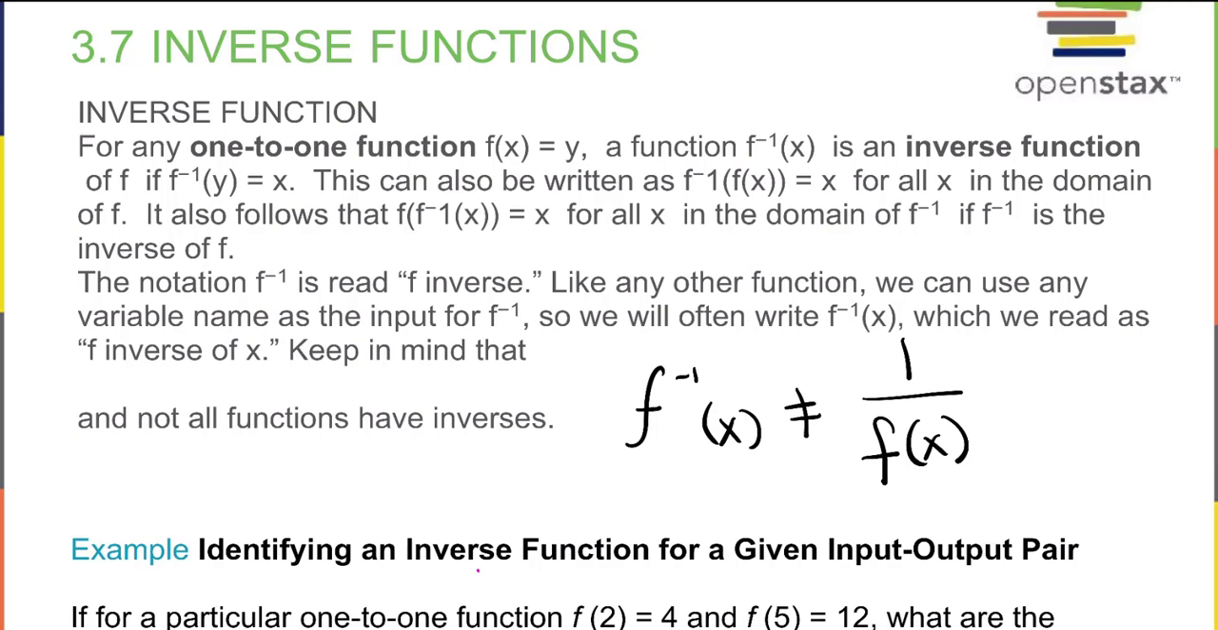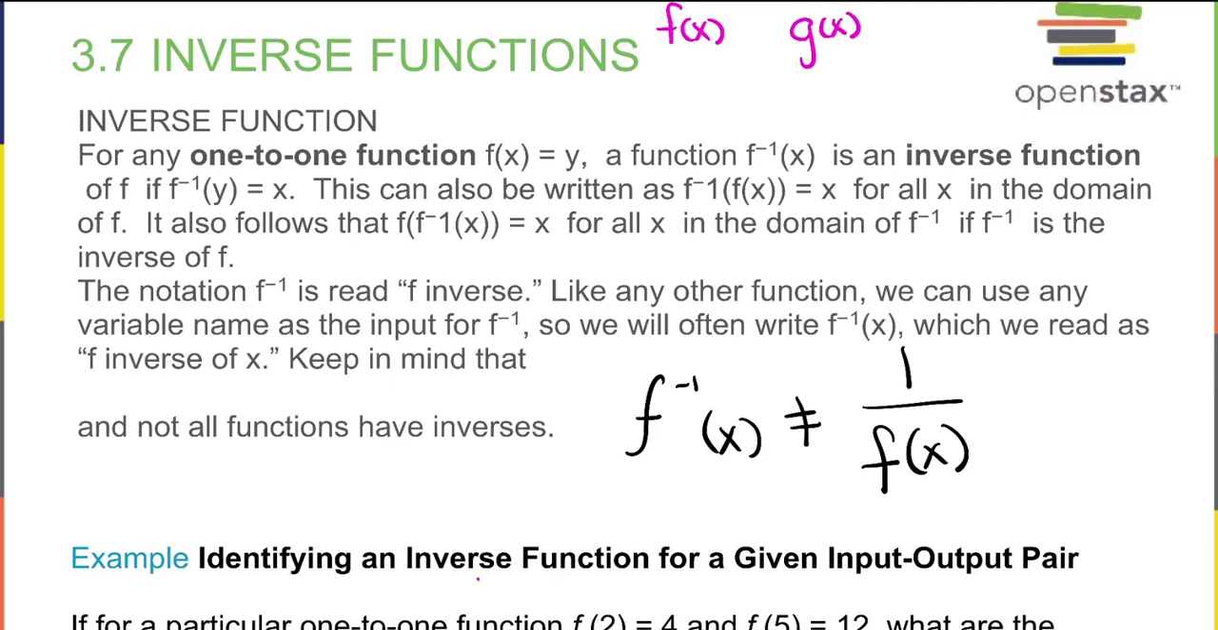Now, what this means when it says if f inverse of y equals x is that if I have two functions, we'll say f of x and g of x, these two are inverses if f of g of x equals x and g of f of x equals x. That's what that means. So if I take the composite of two functions and get x, then I know that those two functions are inverses of one another.